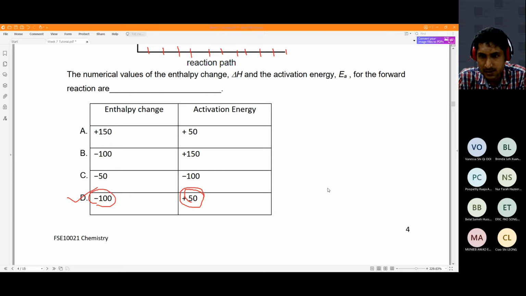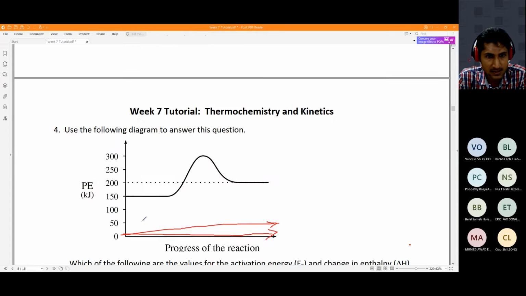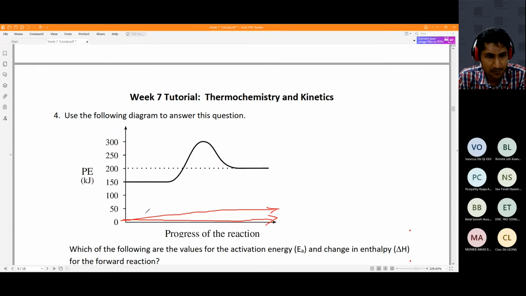Okay, and my question was for this. Progress of the reaction, right? How do we measure the progress of the reaction? Can anybody help me out? How do we find the progress of the reaction?